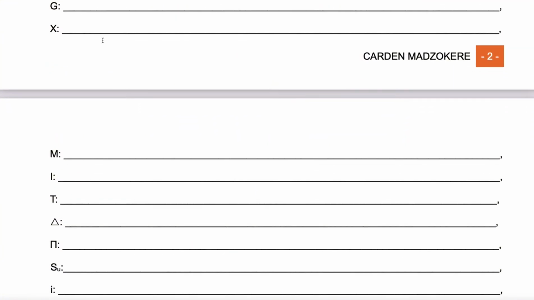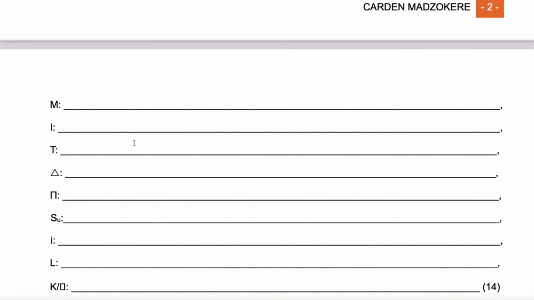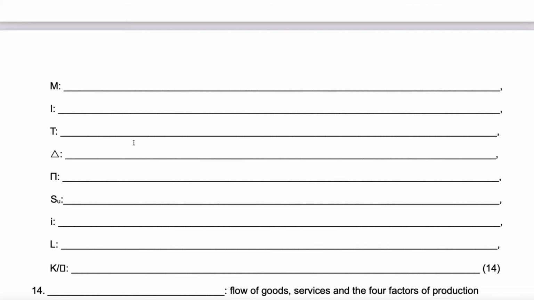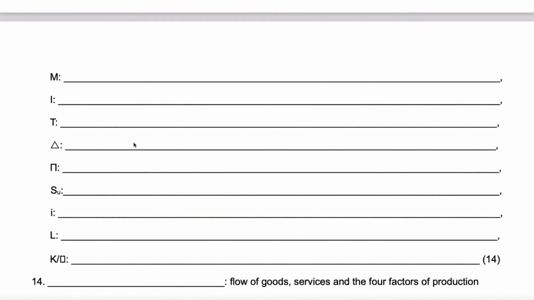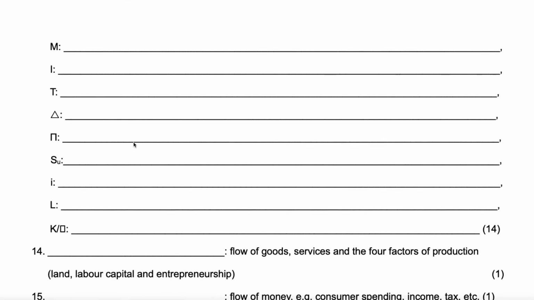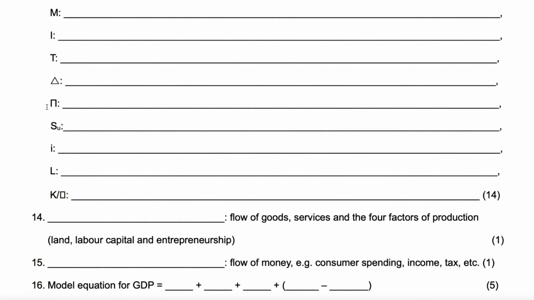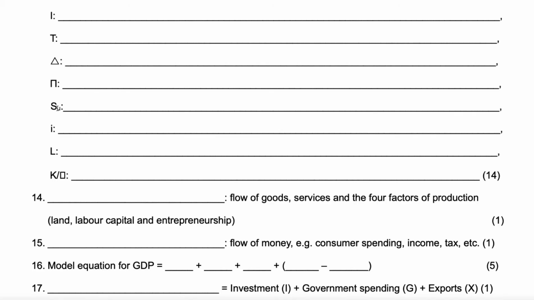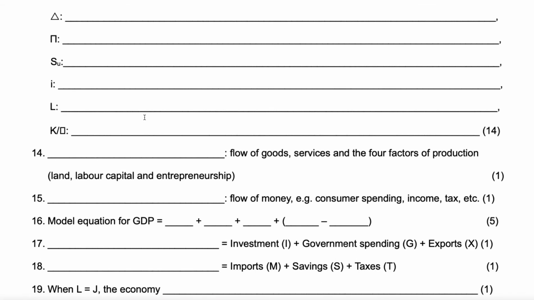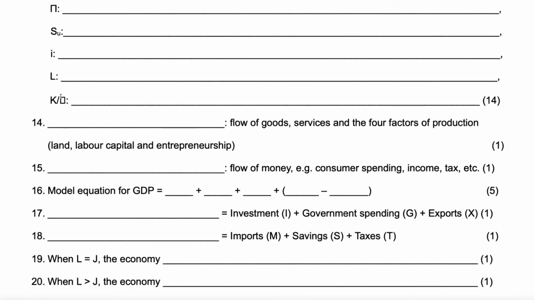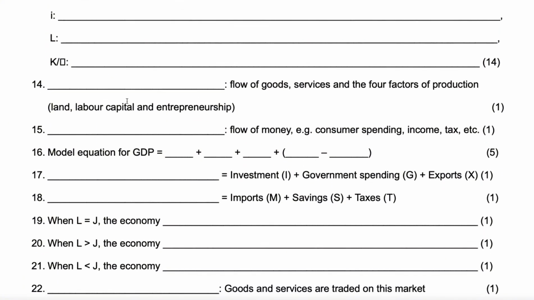X, that's your exports. M, imports. I, investment, or you can say investment spending, or you can say investment spending by businesses. T, that's your tax. This little triangle stands for change in. This, not really important, profit, subsidy. I should replace this for S. We have savings. Then we have I, small letter i, that's interest. L, that's leakages. K, that's the multiplier.